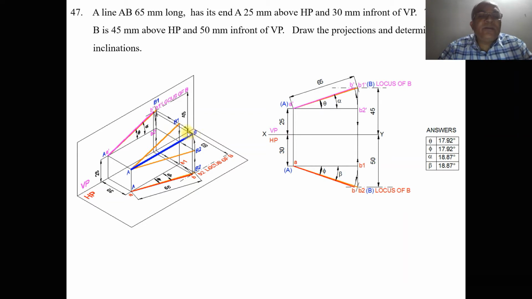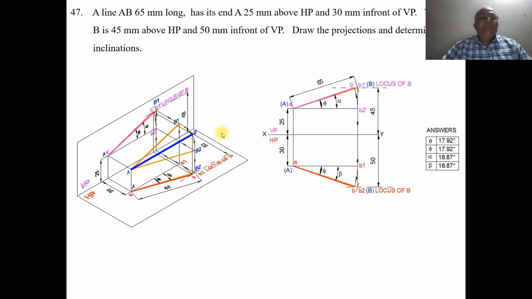The locus of B in the top view is in front of VP by 50 mm. So B1 is now 30 mm, and it is rotated till B1 becomes 50 mm in front of VP. When you look from the top view, we can see that the small image AB1 is rotated such that it cuts the locus of B in the top view here. Then you mark this point as small b, then join AB with a dark line. That will be the apparent inclination with respect to VP, which is beta.